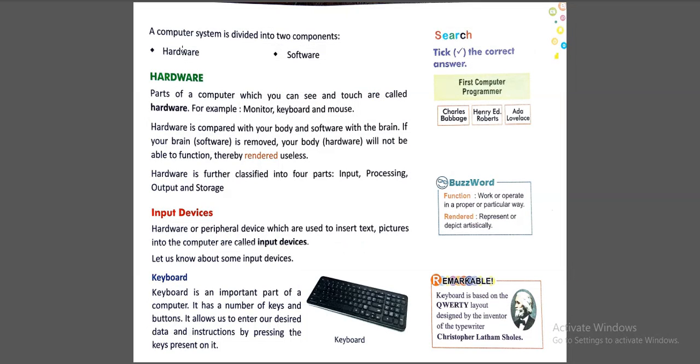Now the computer system is divided into two components. These are the hardware and the software. The first one is the hardware. Hardware is a part of computer which we can see and touch.